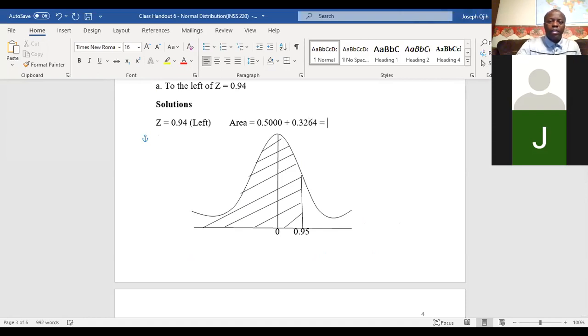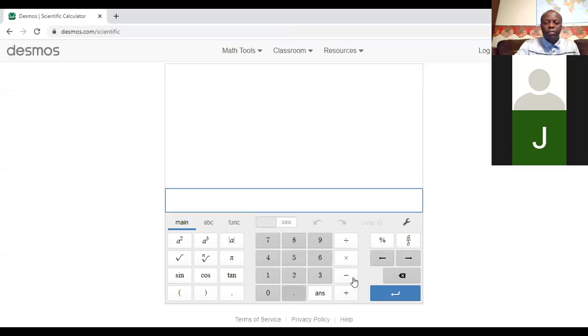So to get the answer, we can now use our decimals calculator. 0.5 plus 0.3264 gives 0.8264. Right. So the answer is 0.8264.